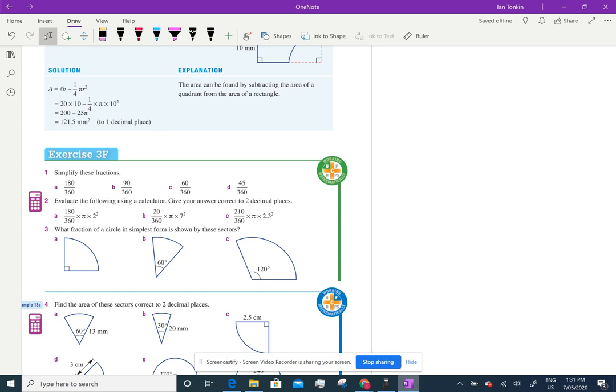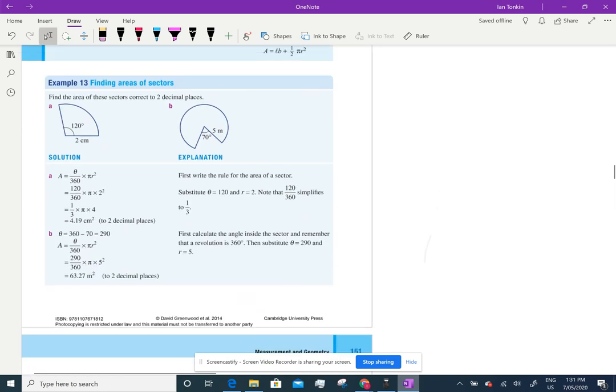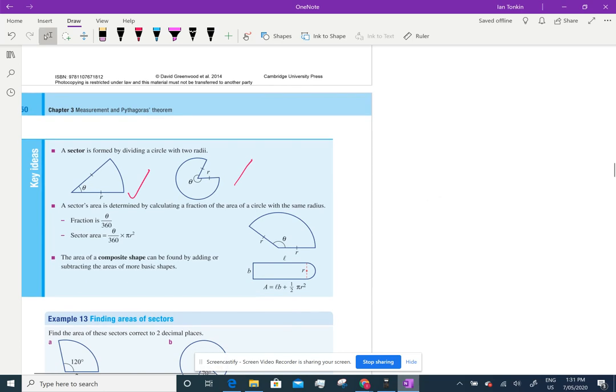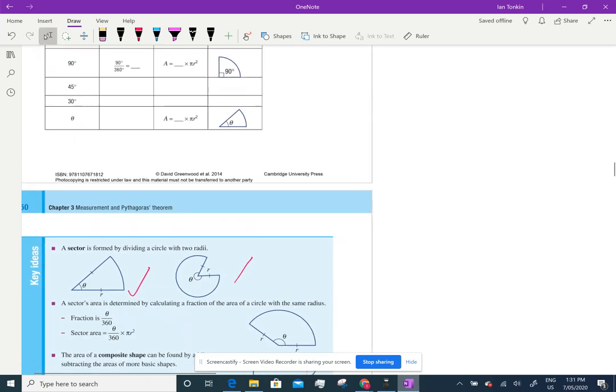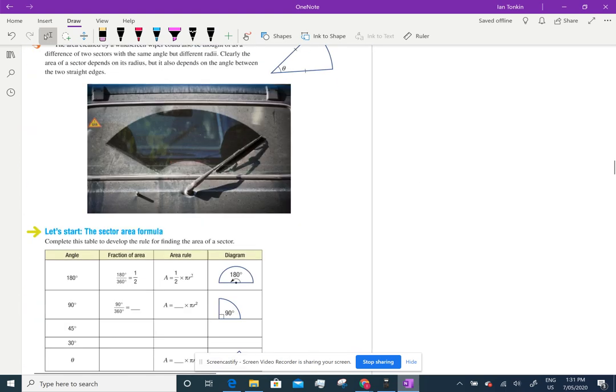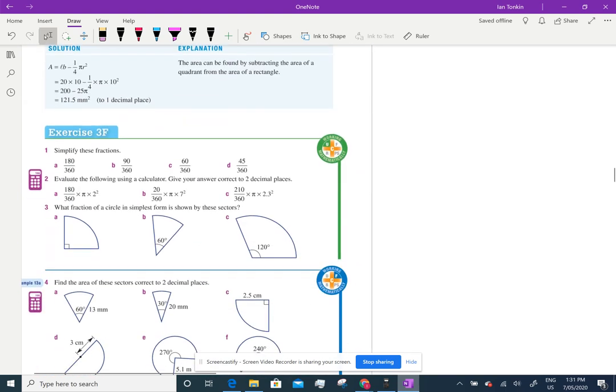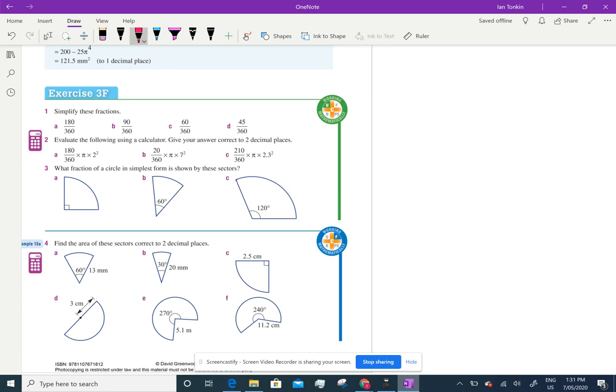Now, we're lucky because we know that in any circle, all the way round is 360 degrees. So a whole circle is 360 degrees. So imagine this one here. If we had the rest of the circle, we'd have 360 degrees. So how do we work out what fraction? Well, it's just part of 360 degrees. So whatever the angle is, and we'll use the Greek letter theta, over 360.